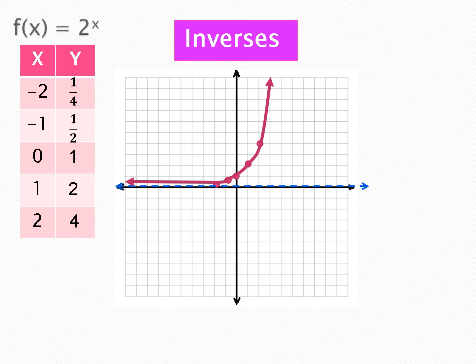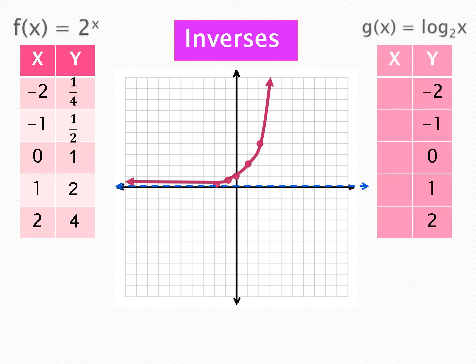There we go. Okay, now the inverse is going to be log base 2 of x. So our y's are going to be the negative 2 to 2, and my x's are going to be 1 over b, which is 2 squared. So that's 1/4.